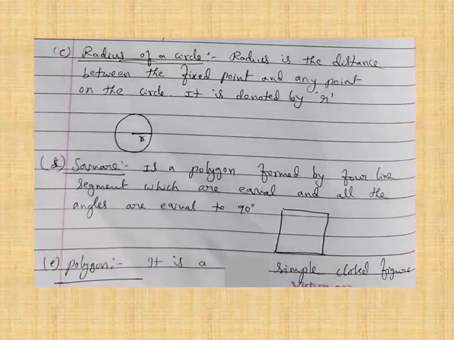Third one, radius of a circle. Radius is the distance between the fixed point and any point on the circle. It is denoted by small letter r. Next one is square. It is a polygon formed by four line segments which are equal, and all the angles are equal to 90 degrees. Next one is polygon. It is a single closed figure formed by three or more line segments.